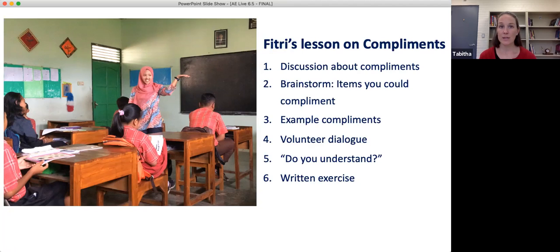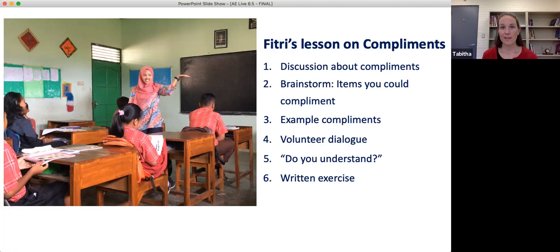So then Fitri gave students a list of 5 different items: clothes, a baby, a motorbike, a food, and haircuts. And she asked them to individually write short dialogues of somebody complimenting someone else on that item.